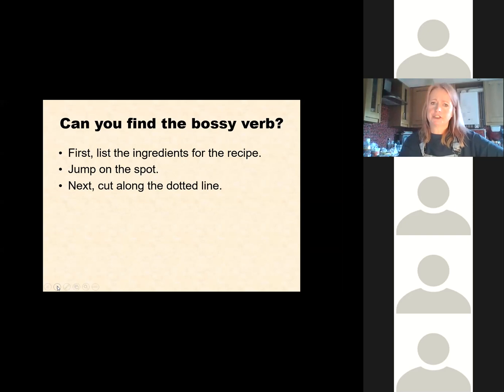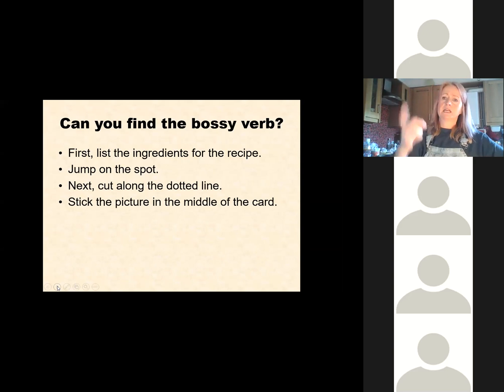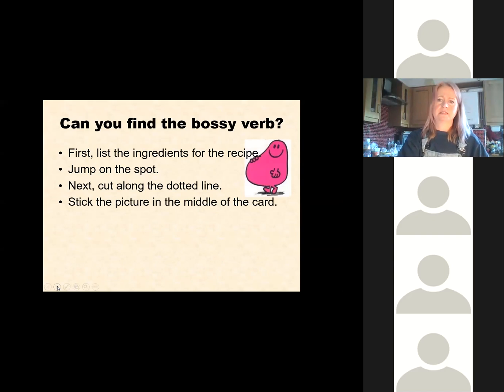Next, cut along the dotted line. Cut along the dotted line. Stick the picture in the middle of the card. You've got to do it now. It's bossy. Stick it in there. Stick the picture in the middle of the card. Who's that? That's Mr. Greedy. Maybe somebody said, eat the cake, Mr. Greedy.